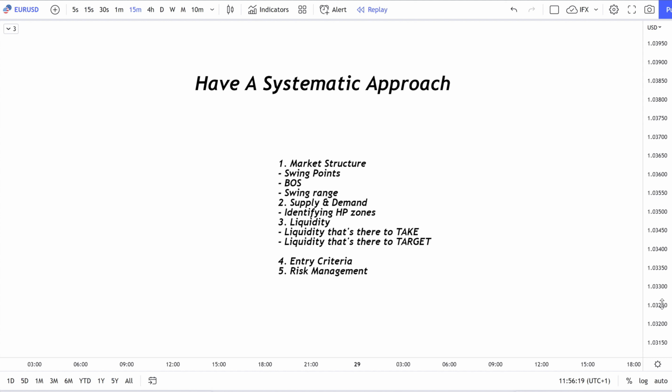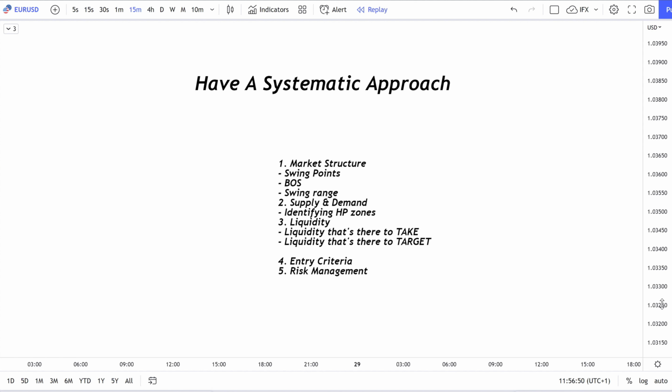Now, you might have one, you might have two, you might have three. Identify those strong supply and demand zones. If it meets your rule to be a supply or a demand zone, have it drawn out. Understand price could react from there. It could take that zone out, but we wait for confirmation. Number 3 is identify the liquidity that's there to take into your zones and the liquidity that's there to target once price is within your zone. And then obviously number 4 and number 5, entry criteria and risk management.